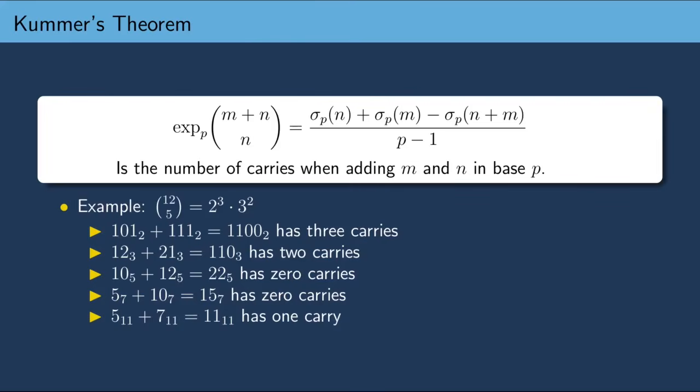And finally, if we add 5 and 7 in base 11, we have 1 carry, so there's an 11 to the first in there. For any higher prime numbers, 5, 7, and 12 will all just be digits in that base, so we won't get any carrying. So 12 choose 5 is 2 to the third times 3 squared times 11, or 792.